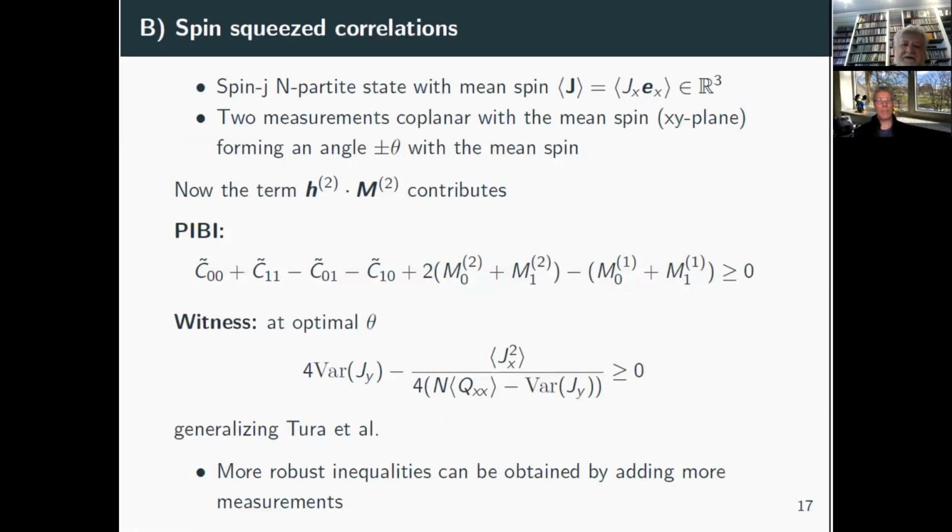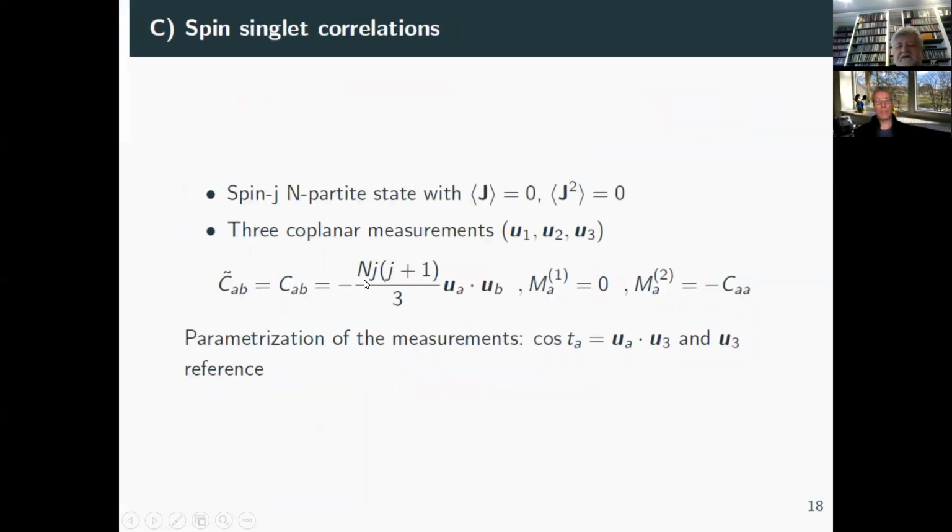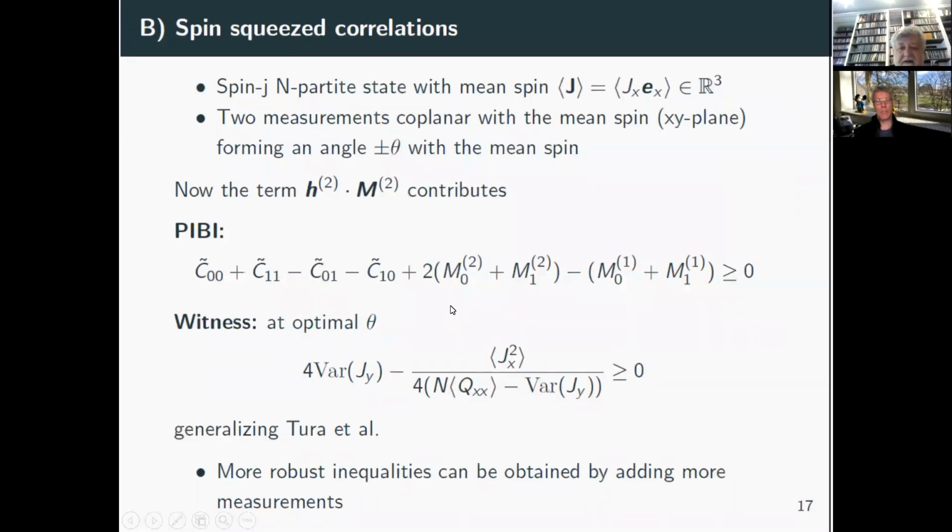For the spin J N-particle states and squeezing again, we can find the permutationally invariant Bell inequalities, which are especially designed to measure this kind of squeezing with the spin J, and then you get a witness, which is relatively simple to measure in experiment. This is again generalizing Tura et al.